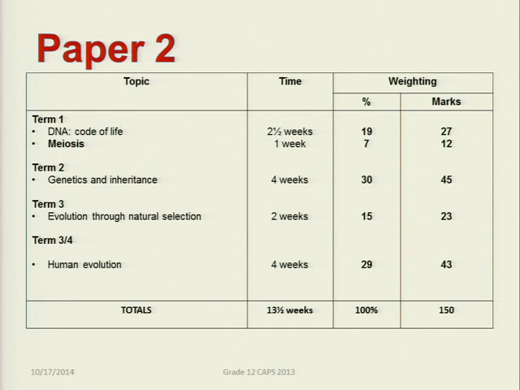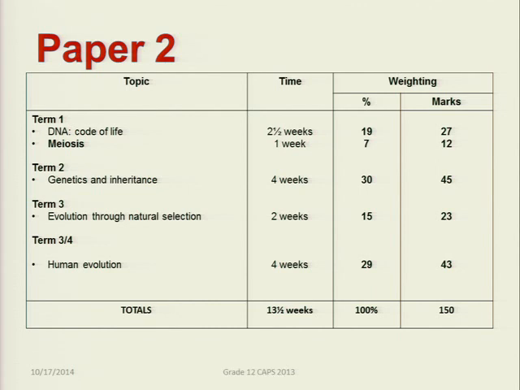Under the content, this is what is going to happen for 2014. We look at the topics, the time, and the weightings. In term 1, which forms paper 2, we look at the DNA code of life. It carries 19%, which is 27 marks. The second one is meiosis, which carries 7% and 12 marks.